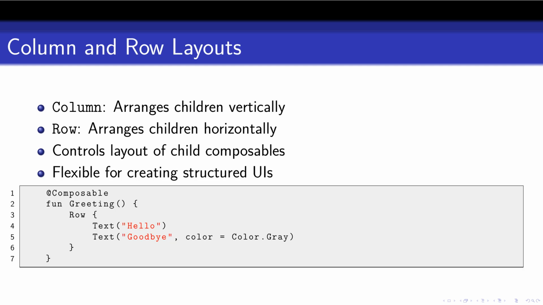For layout design, Column and Row are the building blocks. A Column arranges children vertically, while a Row arranges them horizontally. These layout containers let you build structured and flexible user interfaces with ease.